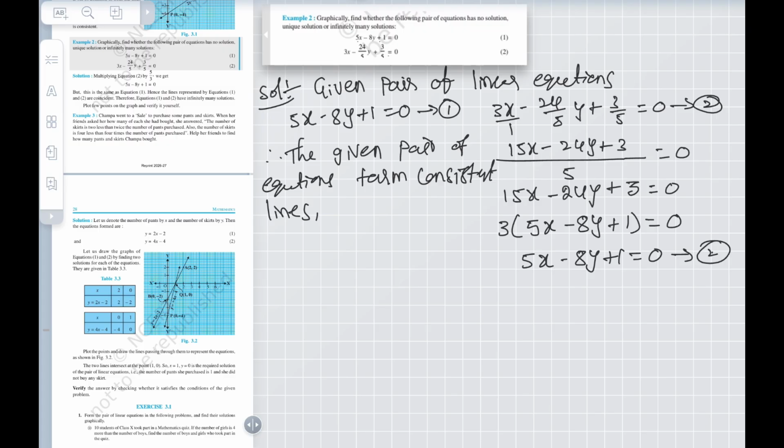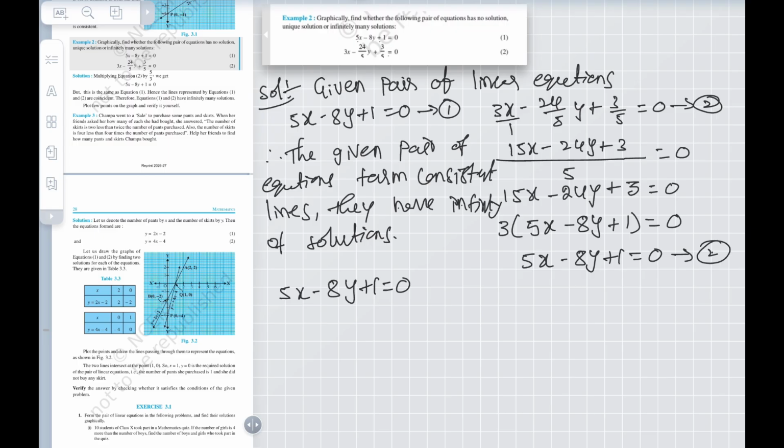So consistent lines means they have infinity of solutions. Okay, so I hope you understand the concept. So now graphically we have to prove. For every equation we have to find 2 points. So write the equation 5x minus 8y plus 1 equals to 0.